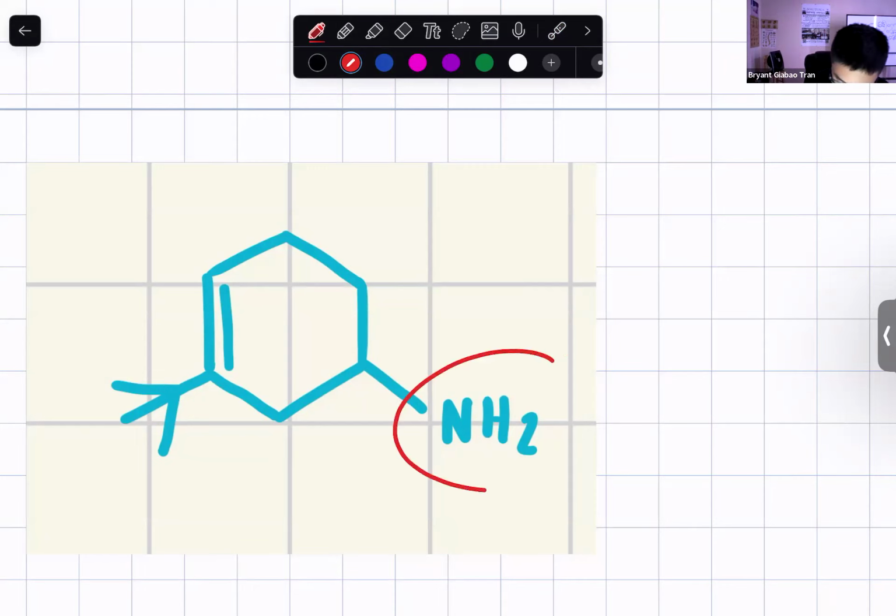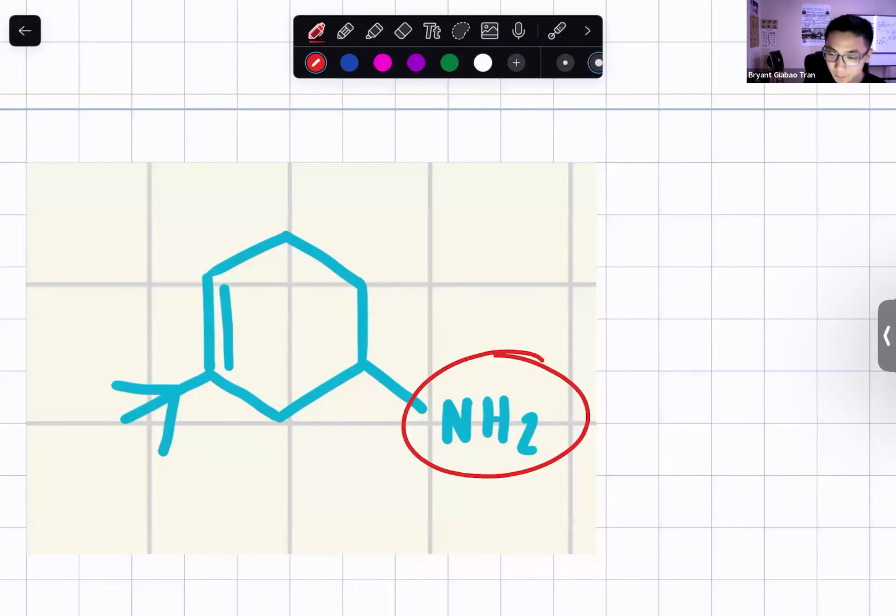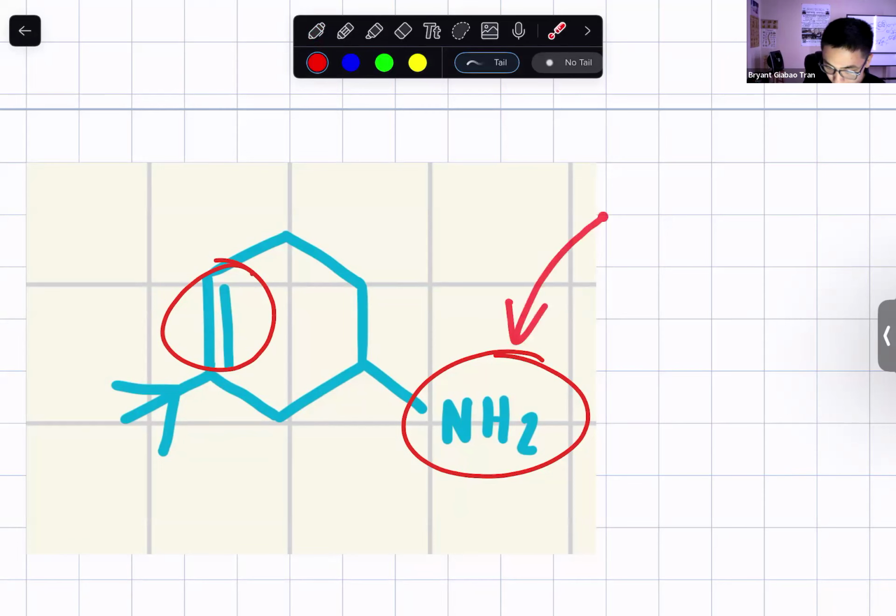An amine, the NH2 right here, that's one of them. There's one more here. There's one more functional group. An alkene. Yes, right here. So now on the IR, where would you expect this primary amine, NH2, to show up? Like what range? Around what range?